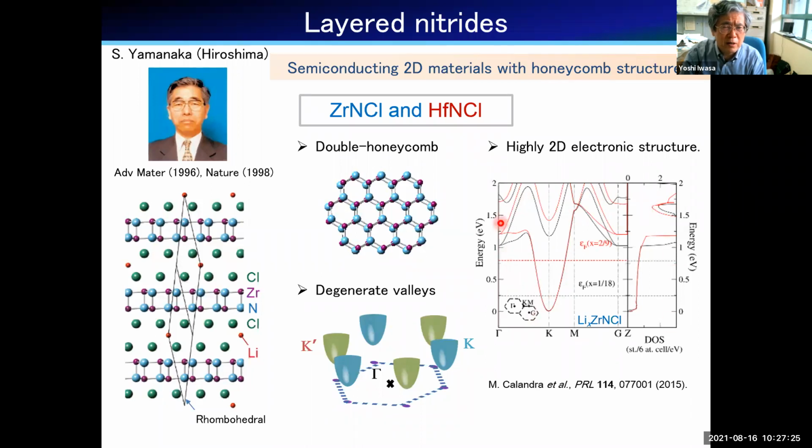The band structure calculation is like this. They have a very nice parabolic conduction band minimum at the K point and minus K point, same as that of molybdenum disulfide. We are able to change the Fermi energy by changing the amount of lithium from zero to a very high level. As you see here, the density of states is very flat, reflecting the two-dimensionality of this material.